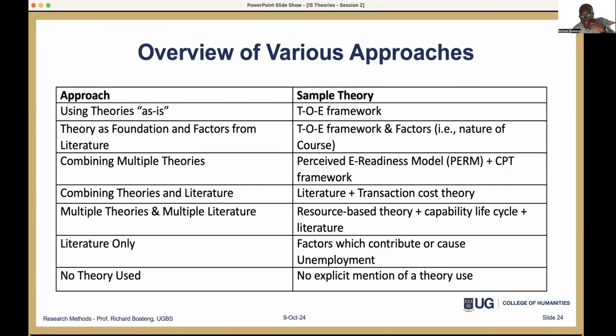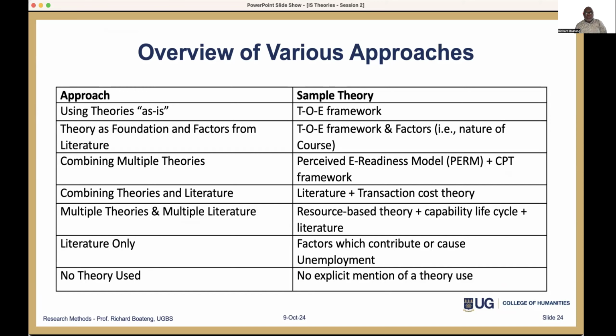For example, in one of my papers I showed to you the other time, I talked about the perceived e-readiness model, that's the PERM model, and the CPT model, which were combined together to study e-commerce readiness in a Ghanaian context. And then combining theories and literature. Somebody can pick the theory and then pick the literature and combine the two. Like the transaction cost theory I mentioned, we work with other literature from economics and other literature from information systems, and together they come out with a particular model that was used in that study.